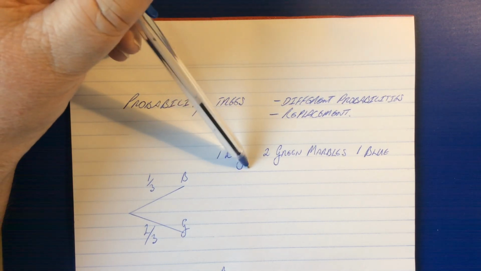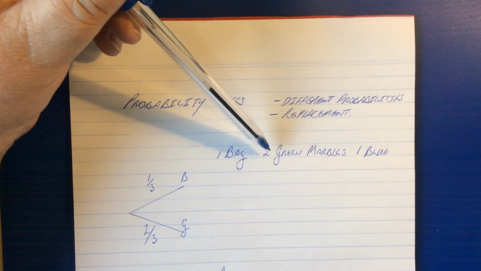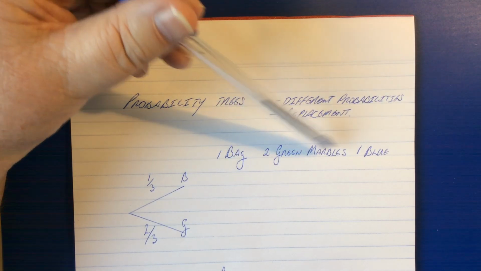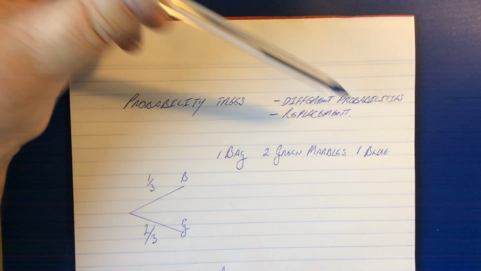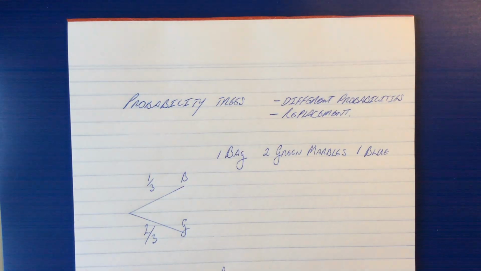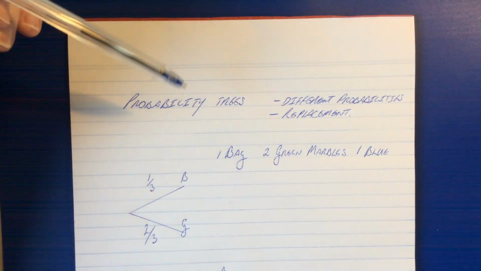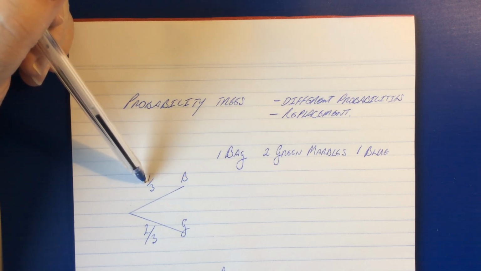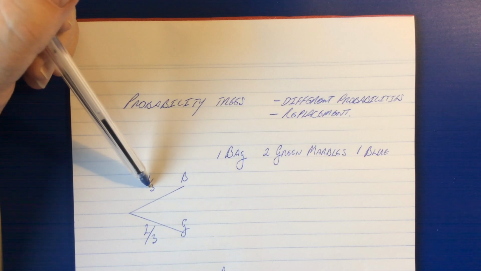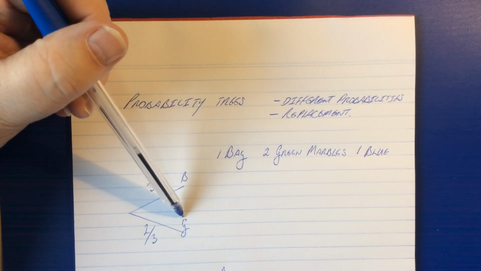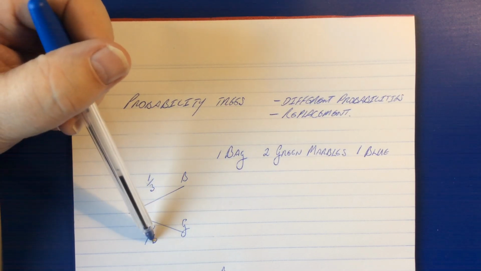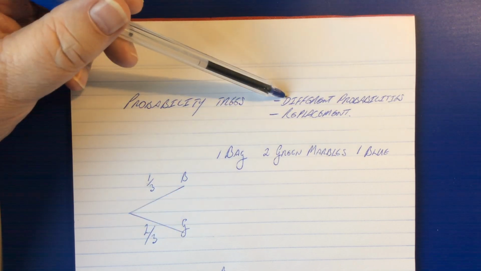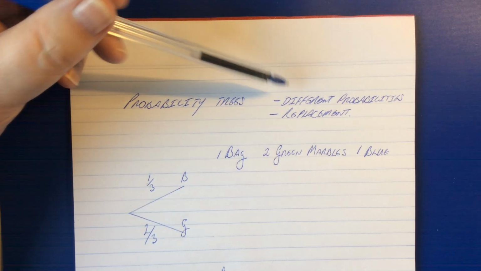So let's assume we have a bag, one bag, and in that bag there are two green marbles and one blue. If we were to reach into that bag and choose at random, the probability that we would get a blue marble is 1 out of 3, 1/3. And the probability that we would get a green one is 2/3. That is what is meant by different probabilities.